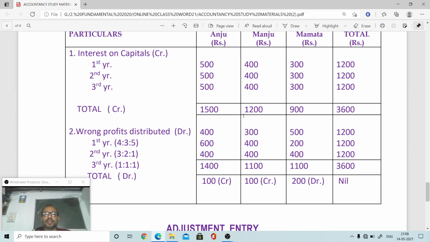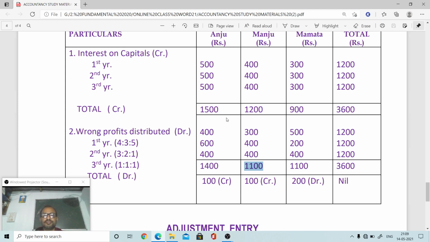Now after all we can make the adjustment. This amount is credited: 1500, 1200, 900. And this amount is debited: 1400, 1100, 1100. Net effect: 1500 minus 1400, that is credit minus debit, is a 100 rupees difference. Credit is heavier, so we put a credit of 100 rupees. Here also 1200 is a credit and 1100 a debit, so a 100 rupees difference, and here also credit is heavier. So this is also a 100 credit. It means these two partners should get the benefit.